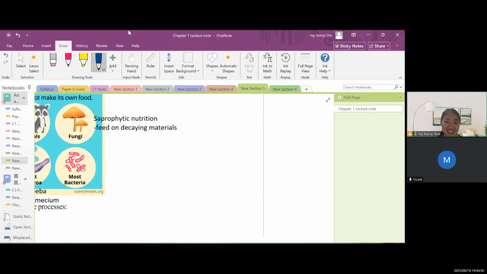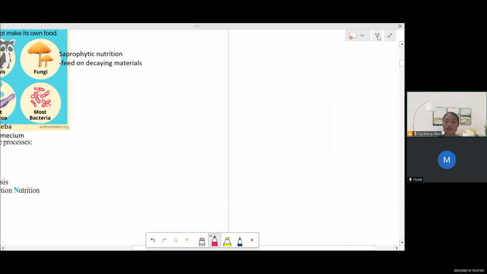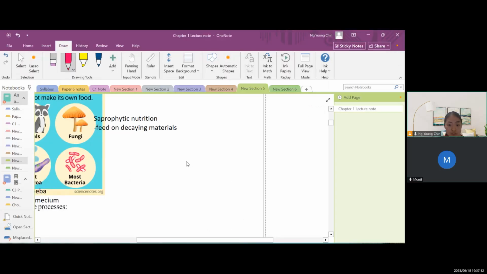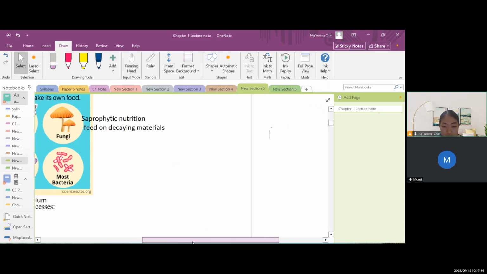The sunlight, water, and glucose. You mentioned water, you mentioned sunlight, it's very good. You still need one important ingredient, which is the carbon dioxide, right? Oh sorry, I need to draw. I will draw to show you.